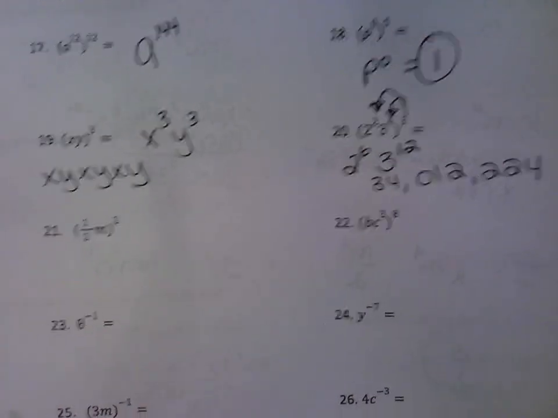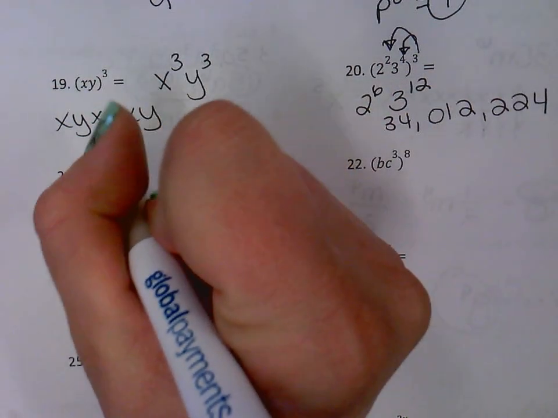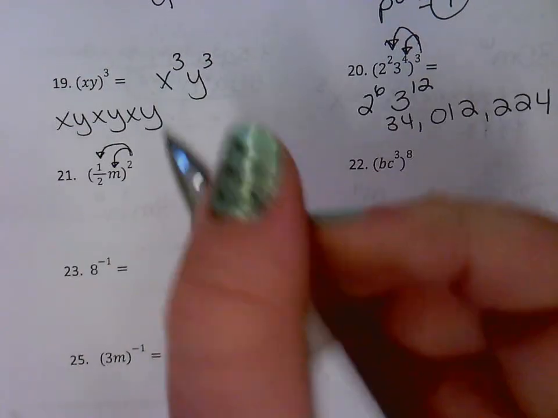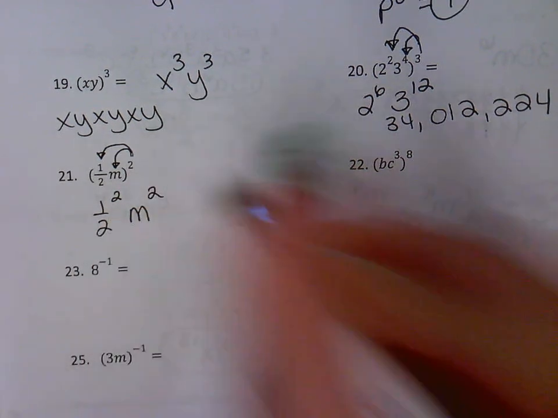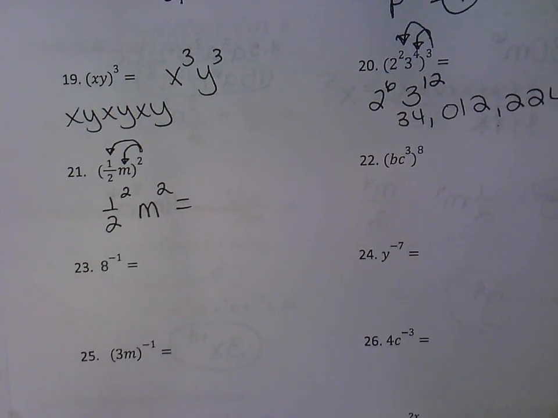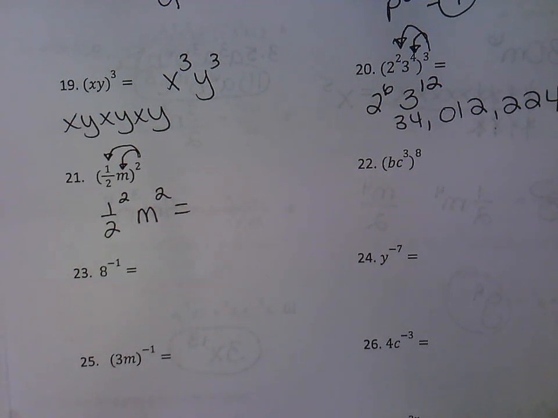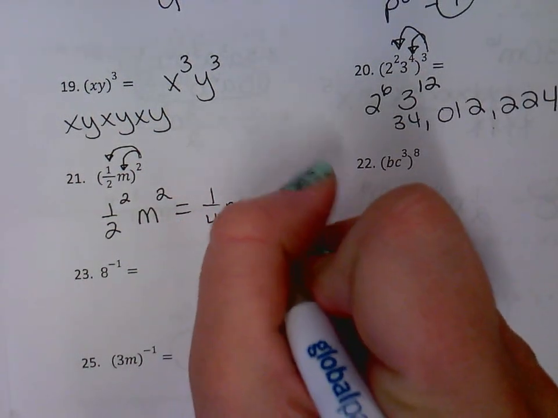Okay, number 21. Don't forget, 1/2 needs the distributive property. So this is 1/2 squared m squared. Does anybody know what half of a half is? If you have 50 cents, I take half of your money. You have a fourth, right? So you only have 1/4 m squared on this problem.